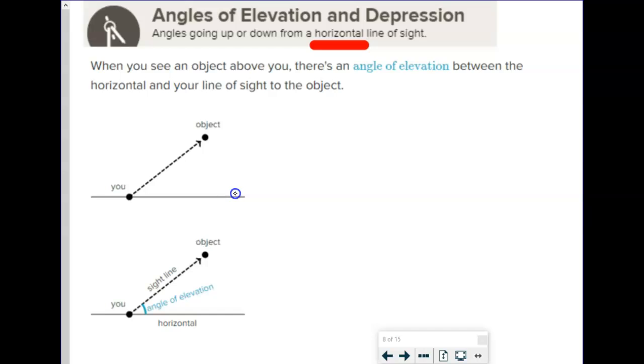Moving on in life. This concept, oh boy, angle of elevation versus angle of depression. They are the same thing, right? So this kind of goes through the idea of what it means to be an angle of elevation. It's measuring from your line of sight up towards an object.